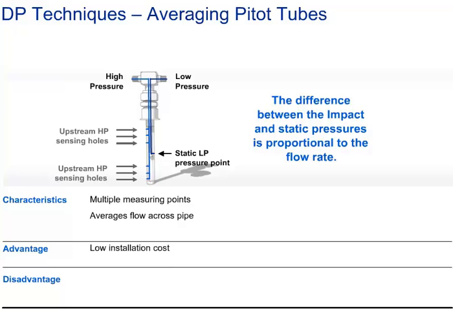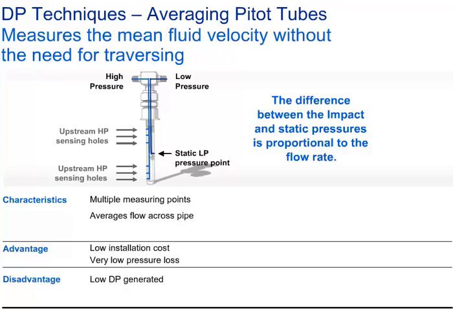One advantage of averaging Pitot tubes is that typically the meter is installed via a single hole drilled in the pipe wall, so it has a low installation cost. In addition, it creates only a very small obstruction in the pipe and therefore incurs a very low pressure loss. However, it only generates a relatively small DP value compared with other DP devices. So now you see how the averaging Pitot tube measures the mean fluid velocity without the need for traversing.